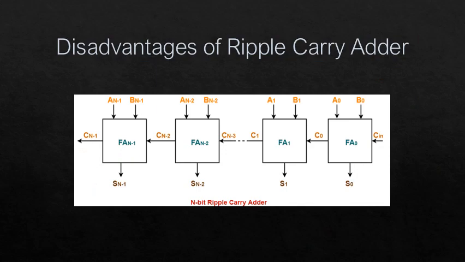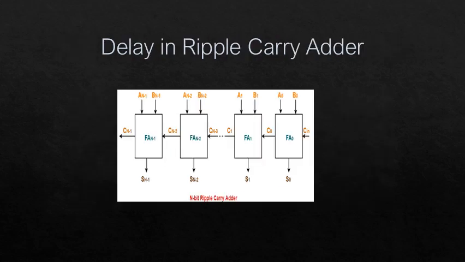The main disadvantage of the ripple carry adder is that it does not allow all the full adders to be used simultaneously. Each full adder has to necessarily wait until the carry bit becomes available from its adjacent full adder. This increases the propagation time. Due to this reason, the ripple carry adder becomes extremely slow.